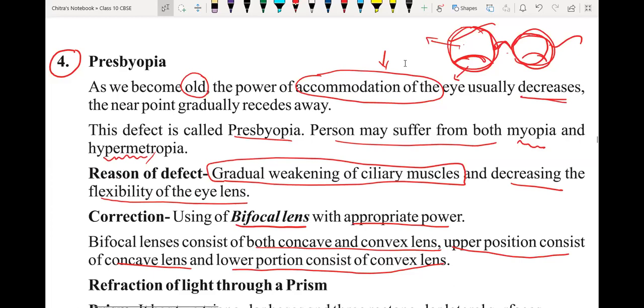Bye, sir. Okay, so here we have completed the human eye as well as the defects of the human eye. Okay, everyone? So, can we have a quiz before we go?